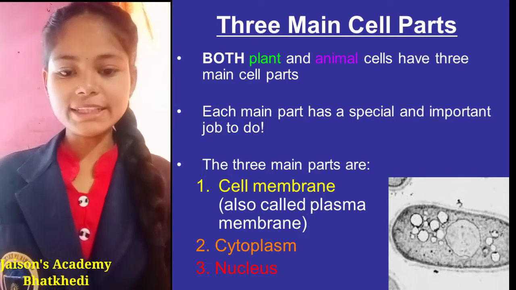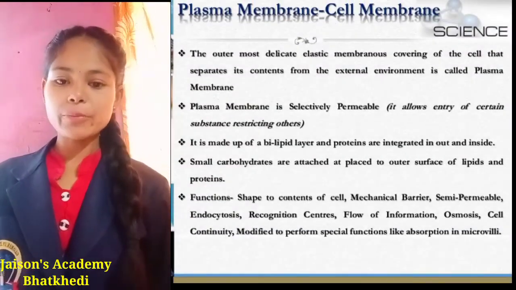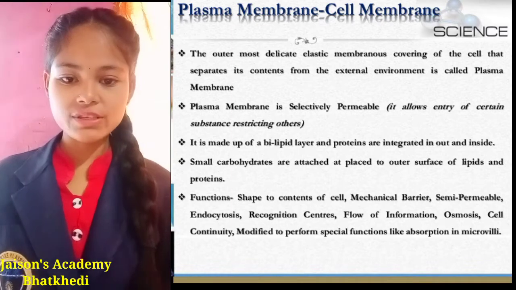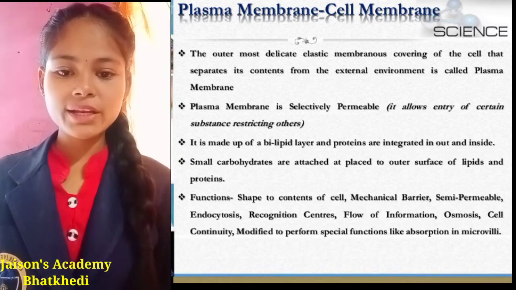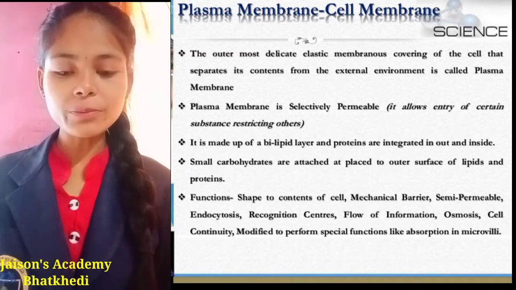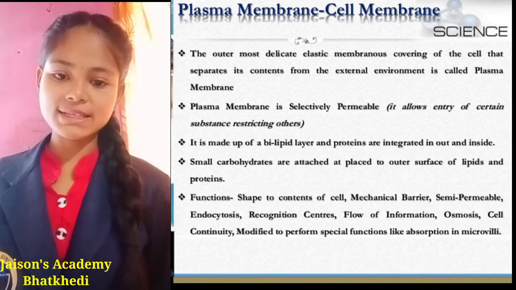Let's see the detailed structure of the plasma membrane or cell membrane. The cell membrane, which is present on the outer side of the cell, is also called the plasma membrane, and this membrane is also called a selectively permeable membrane, as it allows only selected things to pass inside the cell.